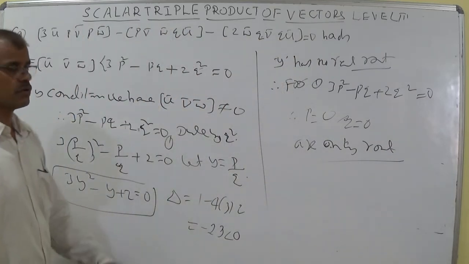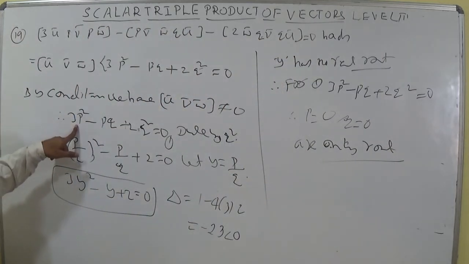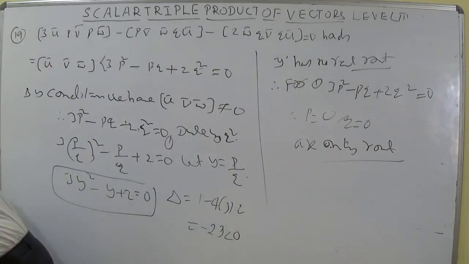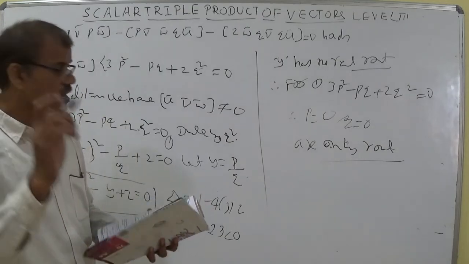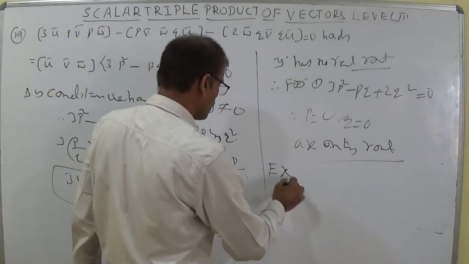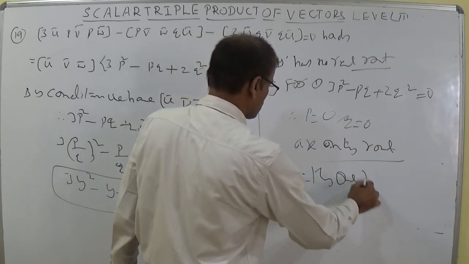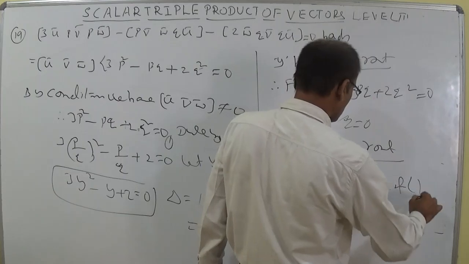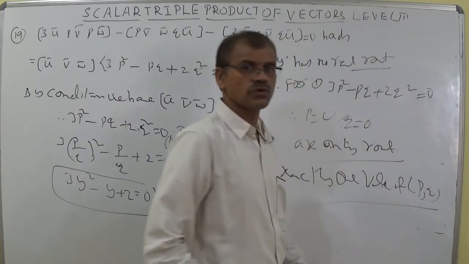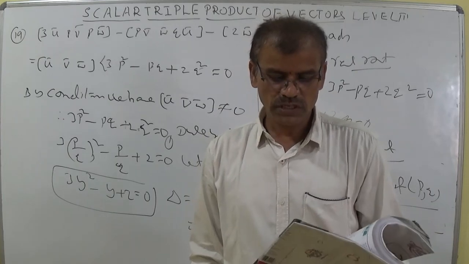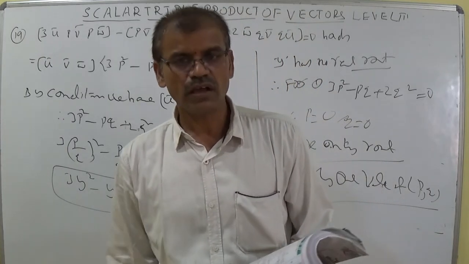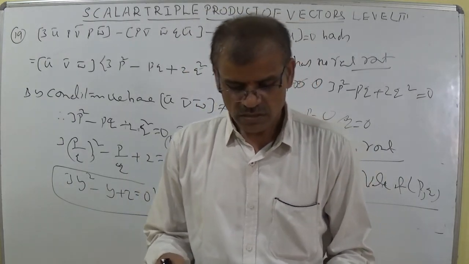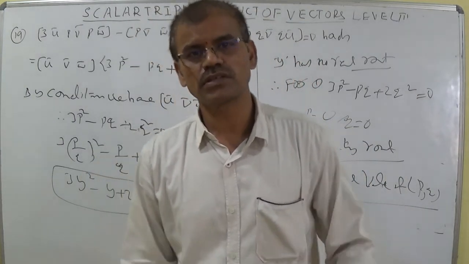If you have any doubt, you can verify here: put p as 0 and q as 0, and you will get the answer. So according to the options, exactly one value. Exactly one value of p comma q. So according to this, the third option. Okay students, we have completed the chapter scalar triple product of vectors. Let us meet in the topic vector triple product of vectors later.